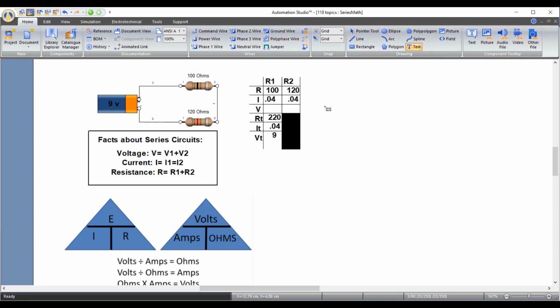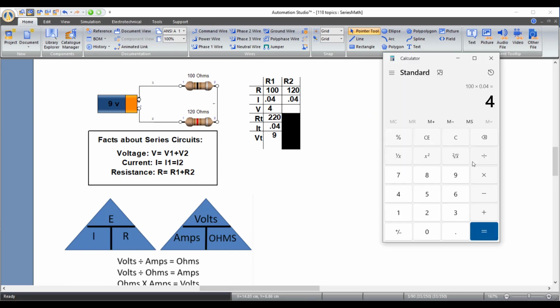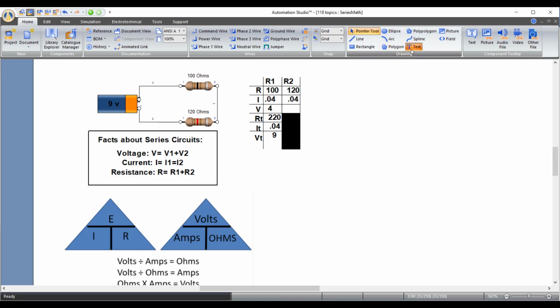So let me grab my tool here. 4. Okay. Now let's do the last one. Same situation, times 0.04. 4.8. Oops. Put this right here.